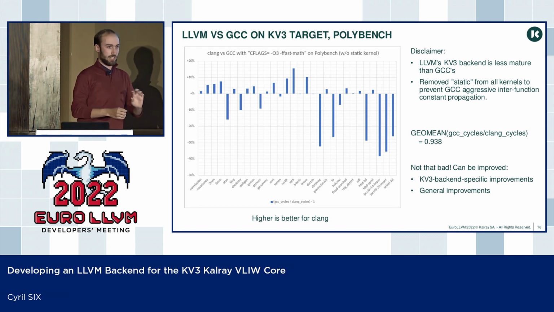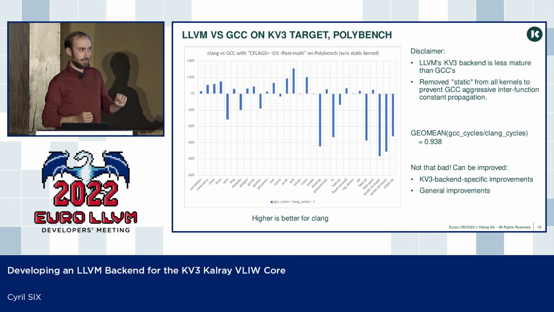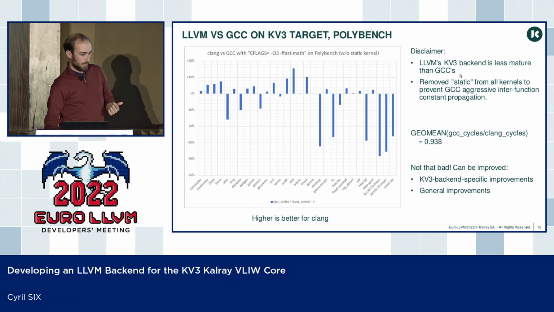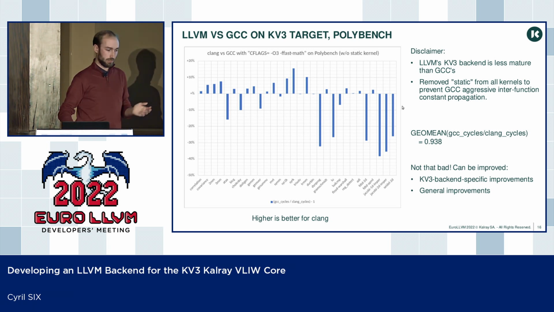So we got two compilers, LLVM and GCC, and the benefit of having two different compilers on the same target is that we can compare them with each other, which is helpful to underline possible optimizations. So we did that on the Polybench benchmark suite. As a first disclaimer, our LLVM backend is less mature than GCC's, so we can still improve compared to GCC. But what we can see is that already for half of the benchmarks, LLVM is better than GCC. So that's very good.